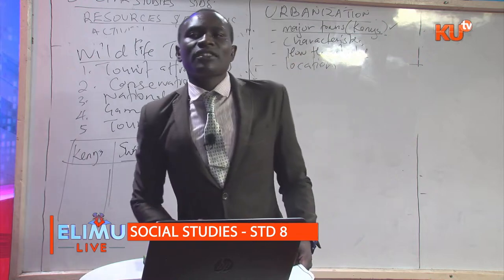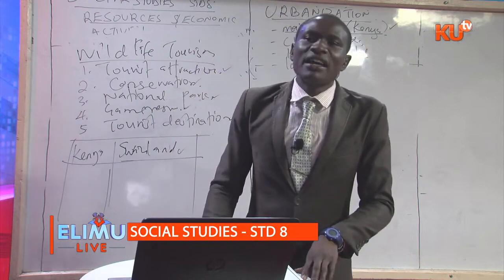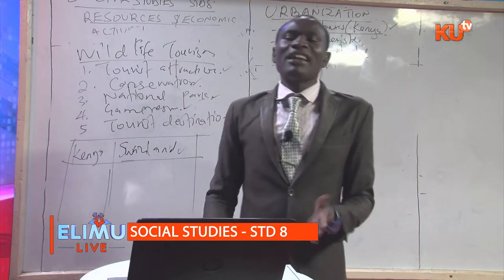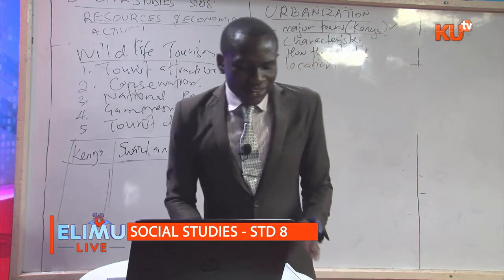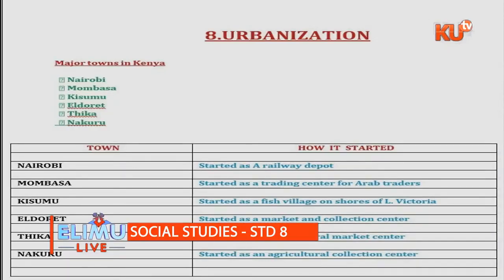Some of the major towns in Kenya are Nairobi, Thika, Mombasa, Nakuru, Eldoret, and Malindi. So we will look at these towns and how they started on the screen. I hope we are going there in a few minutes. Nairobi town started as a railway port. You can see it there. As a candidate, you should be able to look at the years that they started.